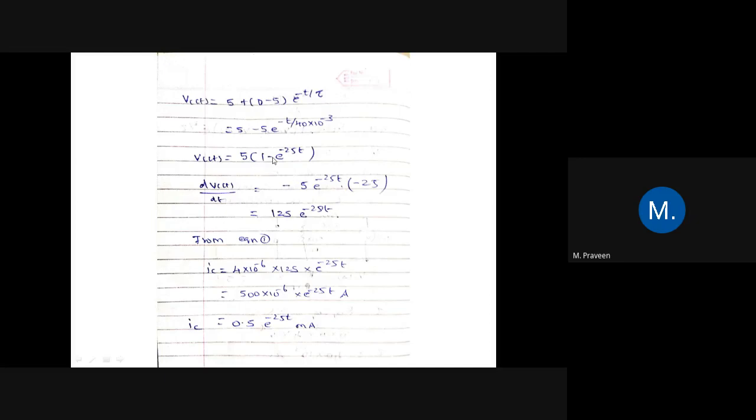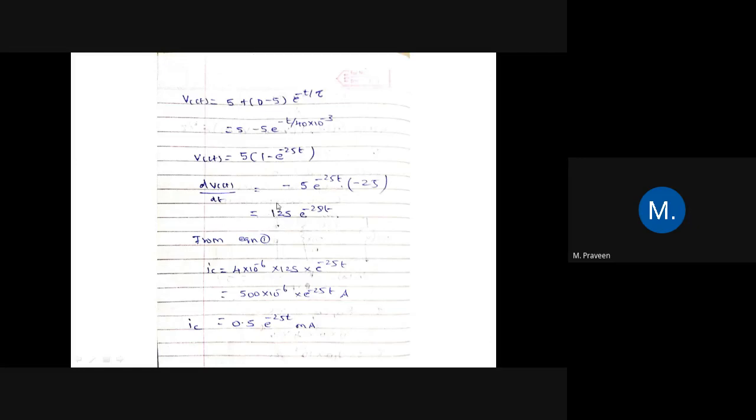Second one is minus 5 into, if you differentiate e power minus 25t, you will be getting another e power minus 25t into minus 25. So now 25 will be multiplied, minus and minus will become plus, therefore 125 into e power minus 25t. So now we got dVc of t divided by dt.